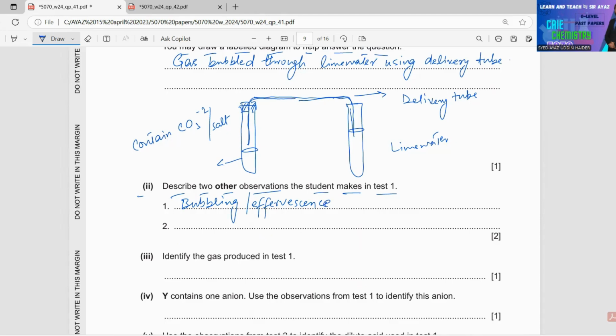Second must be solid disappears or dissolves.